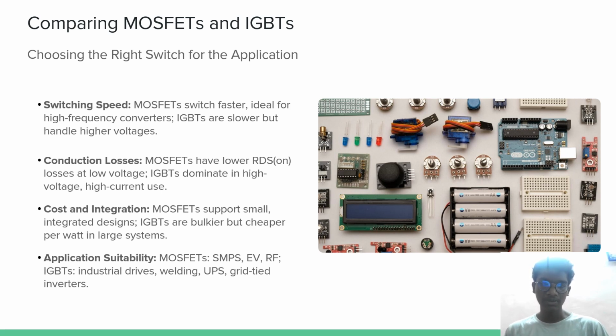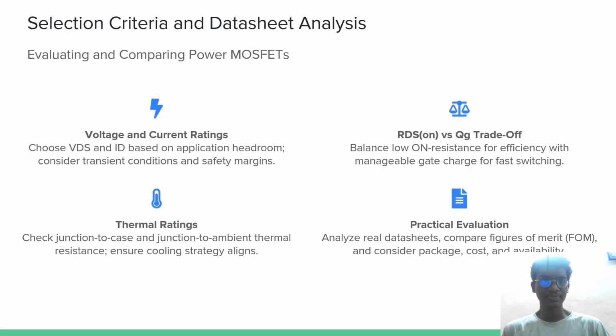Cost and integration: MOSFET supports small, integrated designs. IGBTs are bulkier but cheaper per watt in large systems. Application suitability: MOSFET for SMPS, EVs, RF; IGBTs for industrial drives, welding, UPS, grid-tied inverters. Selection criteria: datasheet analysis, voltage and current ratings, RDS(on) and QG, thermal ratings and practical evaluation.